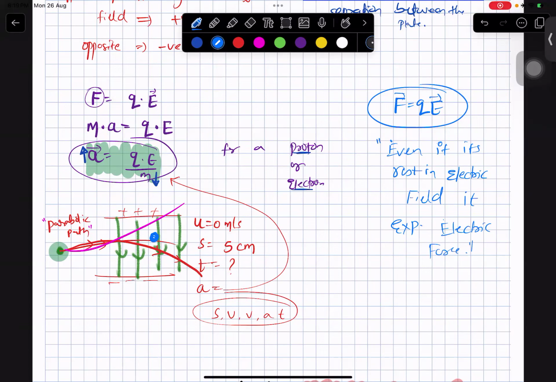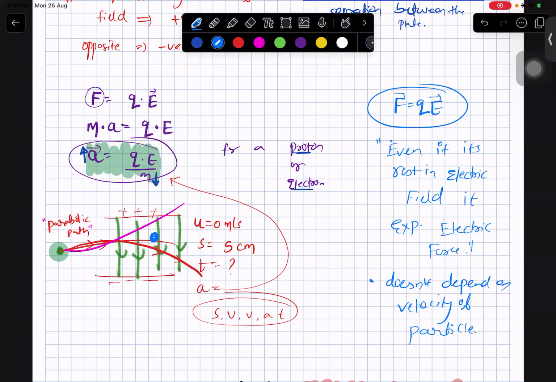That's a key idea to remember. Even if it's at rest in an electric field, it will still always experience electric force, because it doesn't depend upon the velocity. Let me just write that down. It doesn't depend on the velocity of the particle. Even if a particle is at rest in an electric field, it experiences electric force.